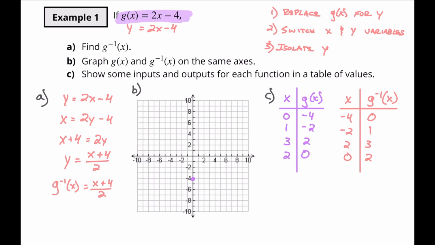0, -4 is going to be right there. 1, -2 is going to be right there. 3, 2 is going to be right there. And 2, 0 is going to be right there. So I've got this nice line right here.